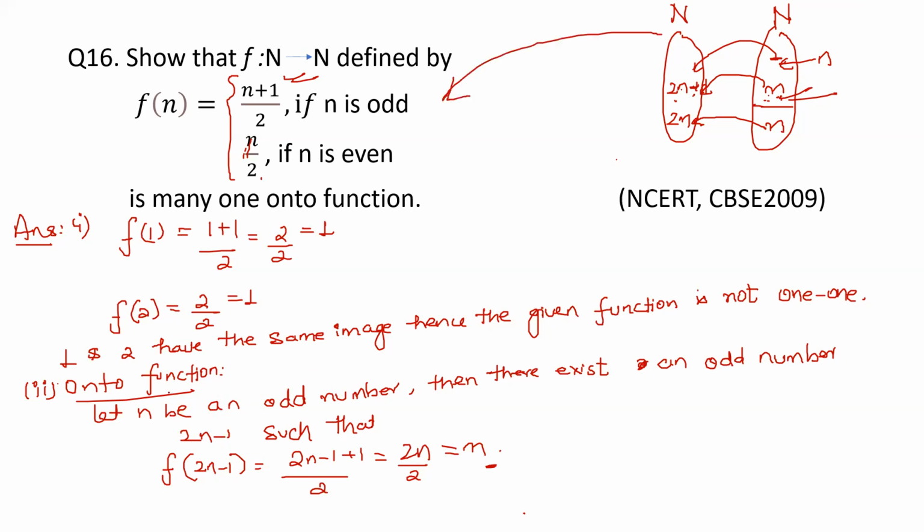Now, if n is odd, then we will take this condition, n plus 1 by 2. So what number do you need to put here so that you will get n? There is only a single number, that is 2n minus 1. That's why we have taken 2n minus 1 here. And in the even case, we have taken 2n.